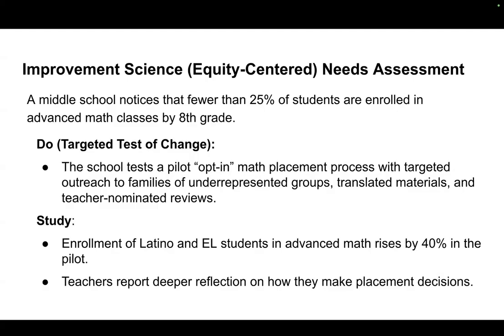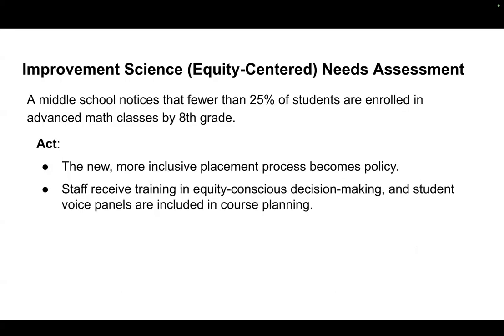This allows us to address some of those things. Students test a pilot opt-in math placement program with targeted outreach to families of underrepresented kids, translated materials, and teacher-nominated reviews. Okay, so very different approach. Reaching out to kids, giving some different content and translated materials, and really this teacher-nominated review that they're actually doing. Enrollment of Latino and EL students in advanced math rises 40% in the pilot. Teachers report deeper reflection on how they make placement decisions. Why am I picking these kids? Why are they part of this? Helps us think. The new, more inclusive placement process becomes policy.